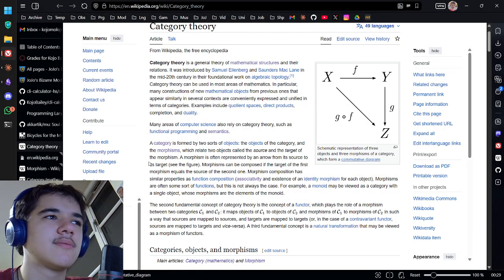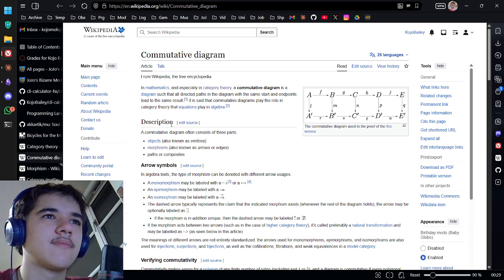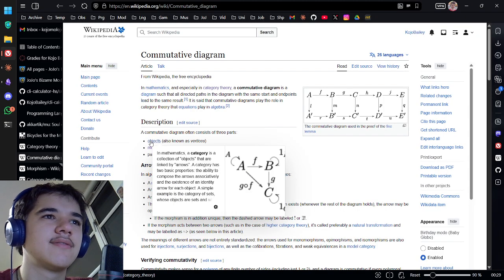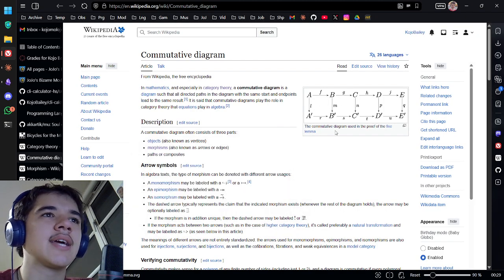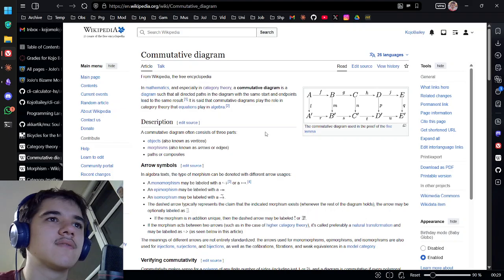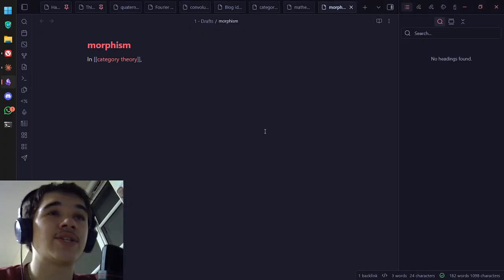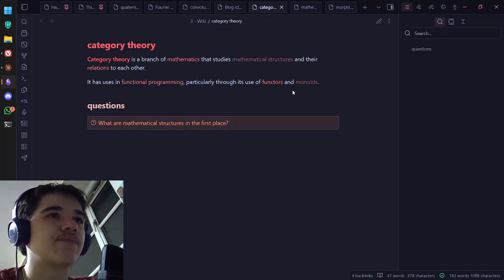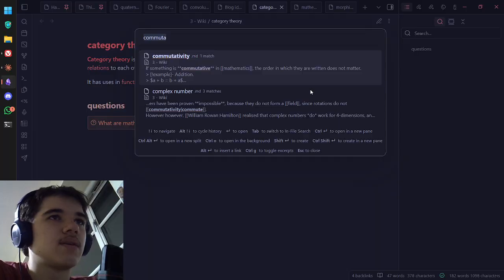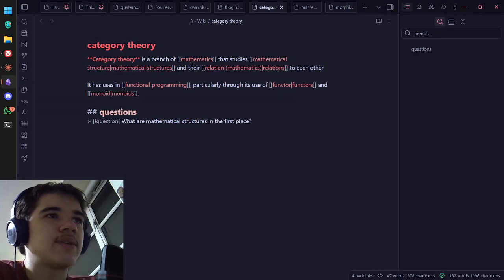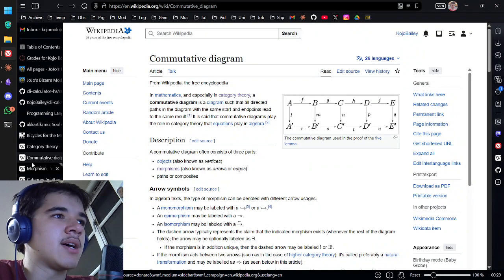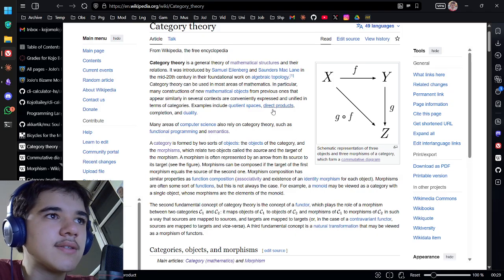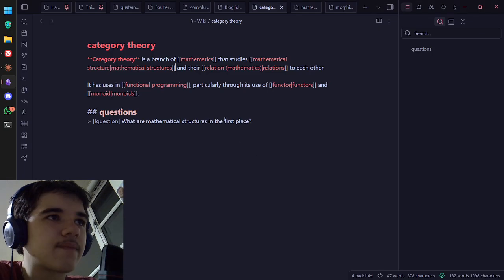Should I expand this? Morphisms, objects, or vertices. Okay, so these are like actual things. In that case, I will actually need to write this down. So can I go through these easy questions? Where have I written this?